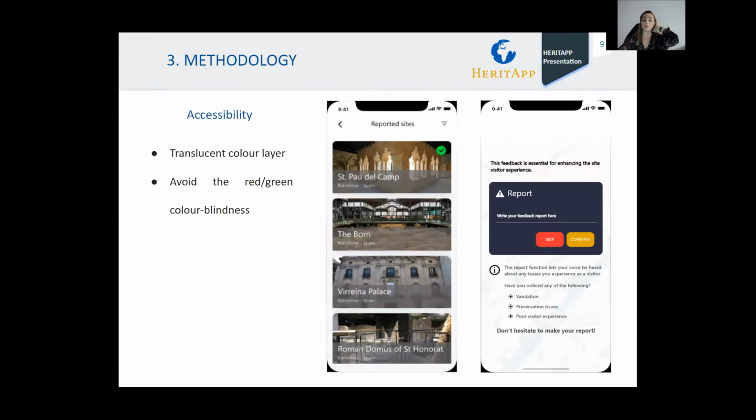And also, as we mentioned, one of the aims is to be accessible. So you can see here the screens of a user that has non-reported sites. This user, a visitor, might have seen some problems, and so he has the complete list here. We have added a translucent color layer just to enhance visibility. And we also try to avoid red-green color blindness issues. As you can see, we opt for these two colors.